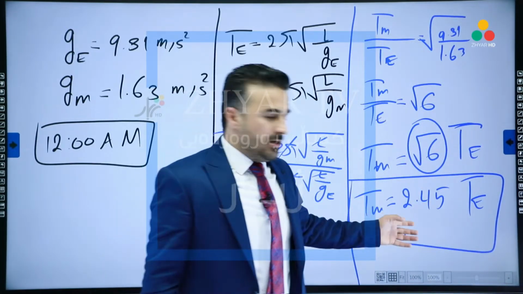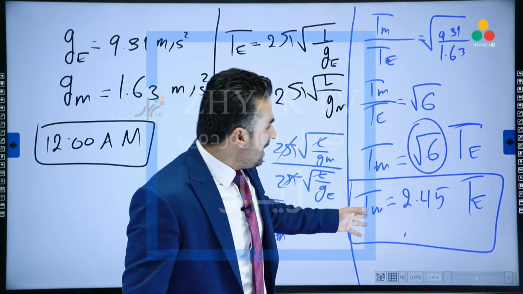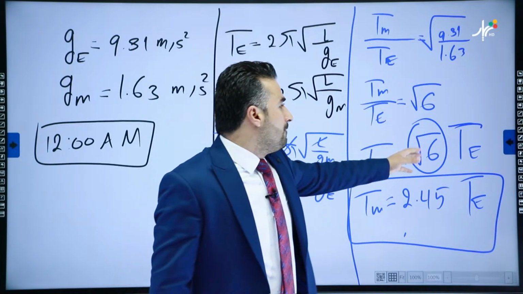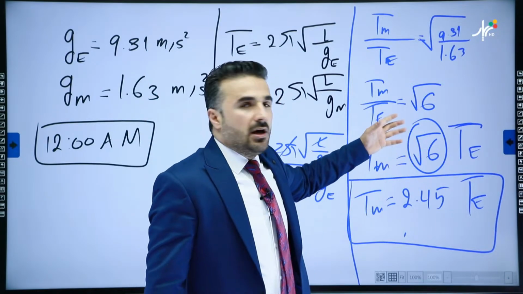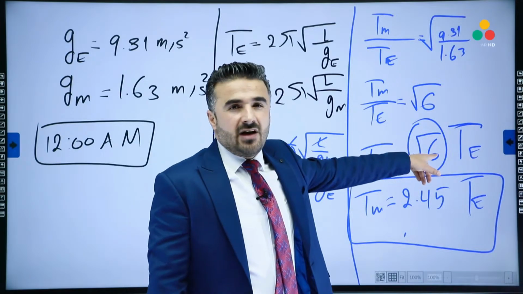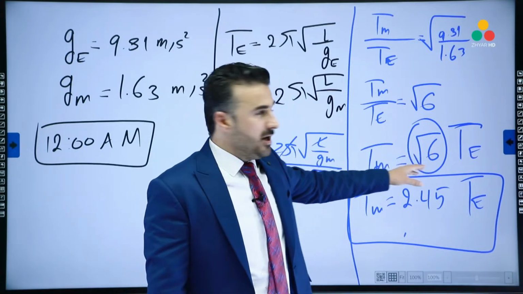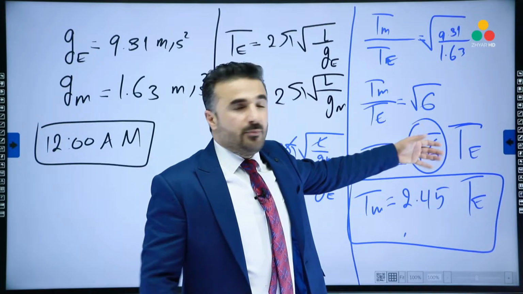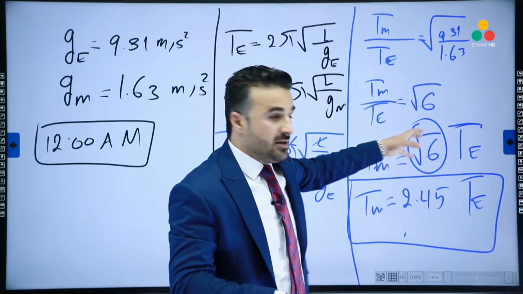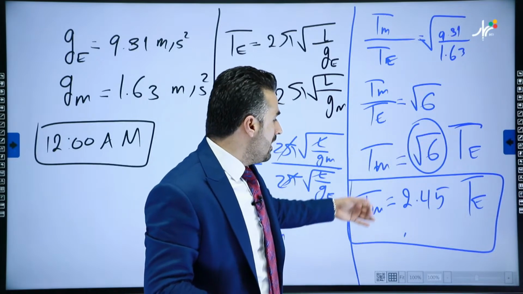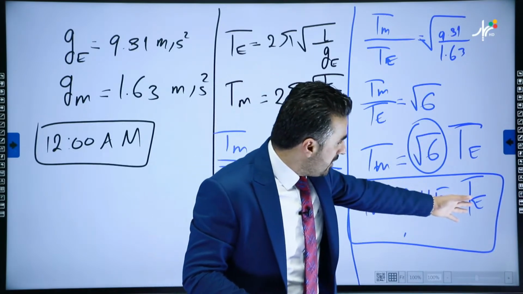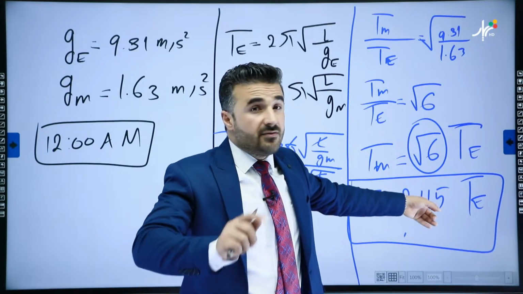In national exam questions, you'll have to say the time or period on the moon will be longer by a factor of the square root of 6. Remember, it might tell you less by this factor. That would be incorrect. It has to be more by this factor. Or that the period on the moon would be less than the period on Earth by a factor of 2.45. That is incorrect.